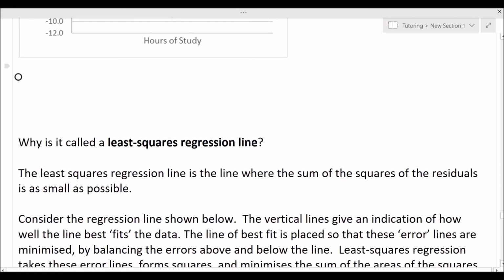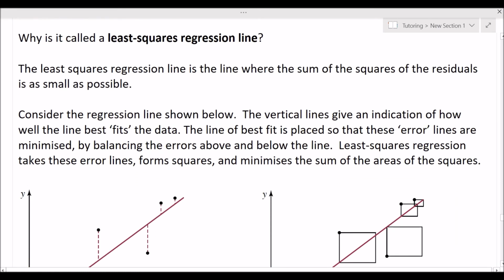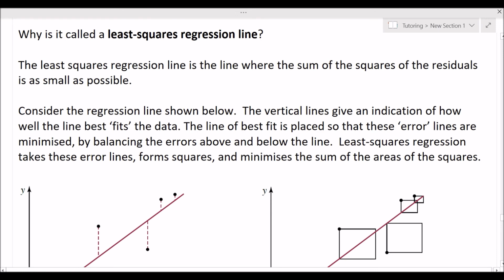Now, just a quick note, I promised you I would tell you why it's called the least squares regression line, and I had to do this now because the least squares regression line is the line where the sum of the squares of the residuals are as small as possible. So I had to tell you what a residual was first before I could explain why it's called the least squares regression line. Okay, so the sum of the squares of the residuals need to be as small as possible. So small as possible is the least part, and squares of the residual is obviously least squares part.